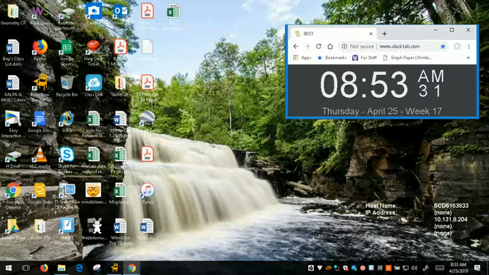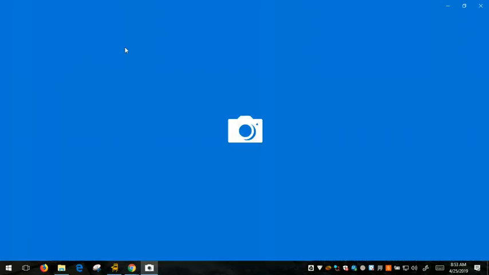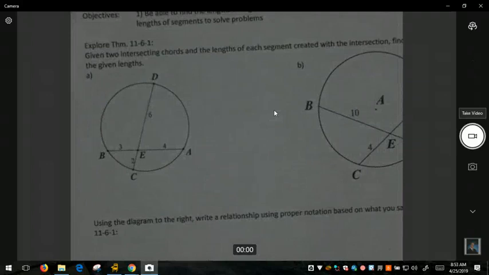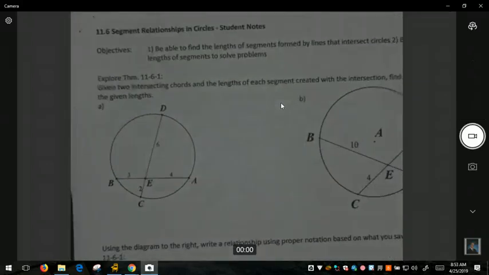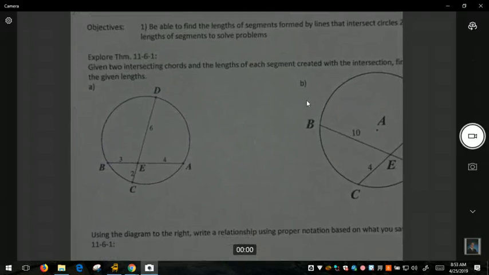Welcome to a summary of lesson 11.6. A summary of these notes, actually of the theorems. Typically you will explore these theorems in class and try to come up with some of those formulas. We'll summarize and do some examples.